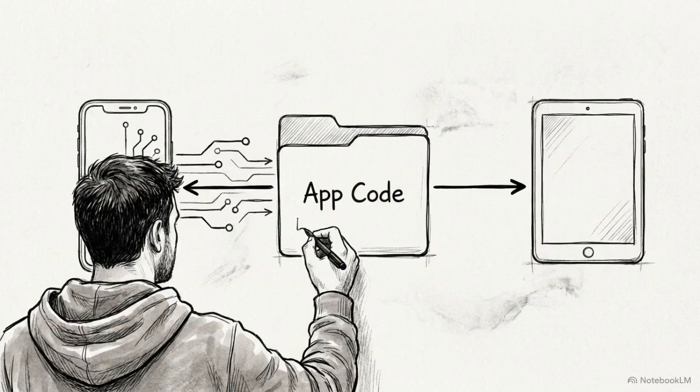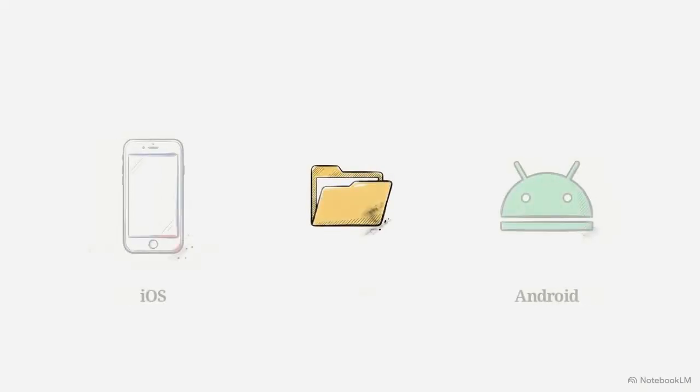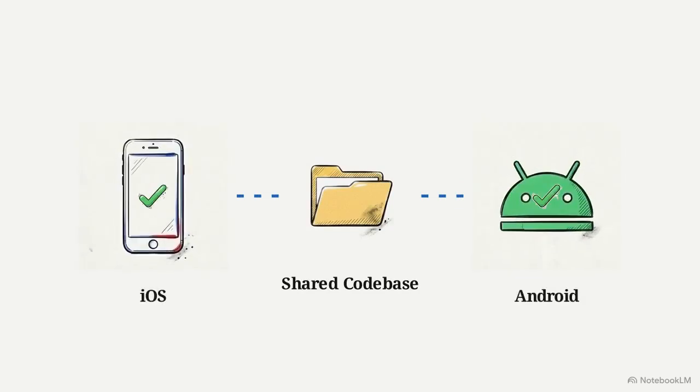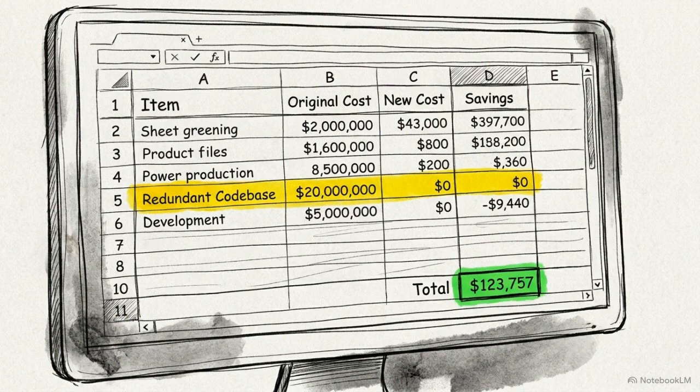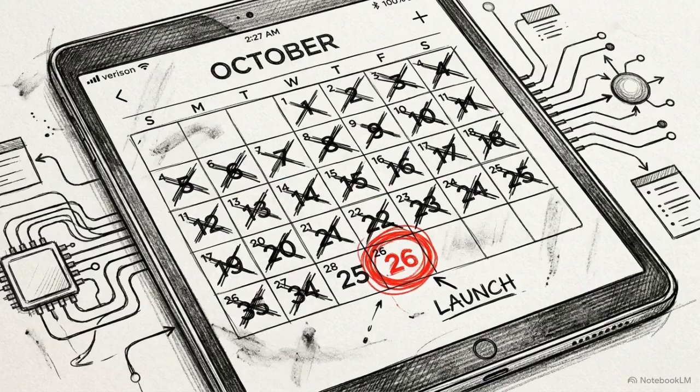Hybrid mobile app development offers a different path. Instead of writing platform-specific code, you write a single shared codebase that compiles and runs on both operating systems. By eliminating that redundant labor, you can cut your development costs by up to 40% and drastically shrink the time it takes to get your product to market.